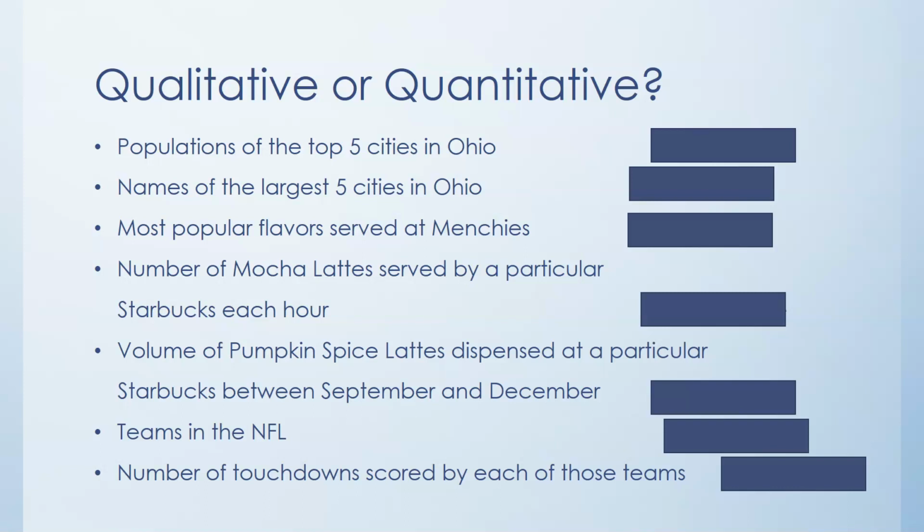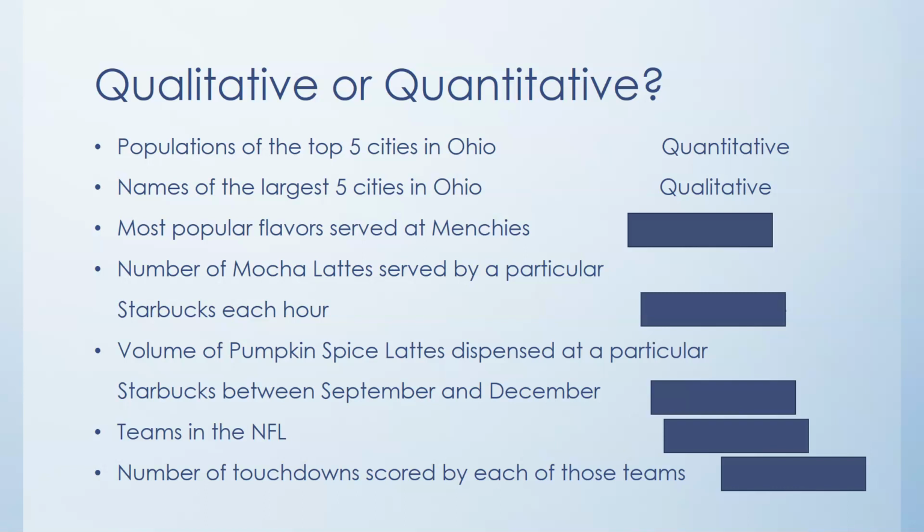Okay? So think about the populations of the top 5 cities in Ohio, what that data would look like, and what it would signify. Do you think it's quantitative or qualitative, numerical or categorical? It is definitely a quantity. It is a number. So it is quantitative or numerical data. The names of the 5 largest cities, the names themselves, that would be qualitative categorical data, because those are labels.